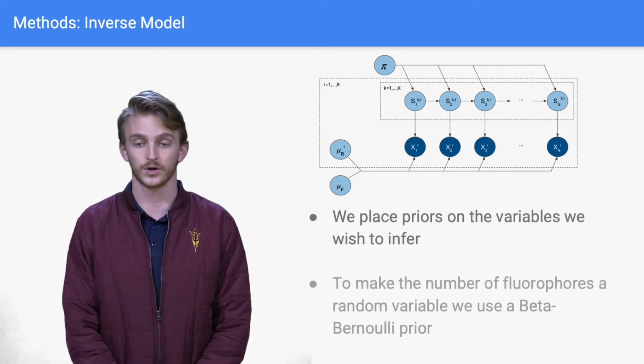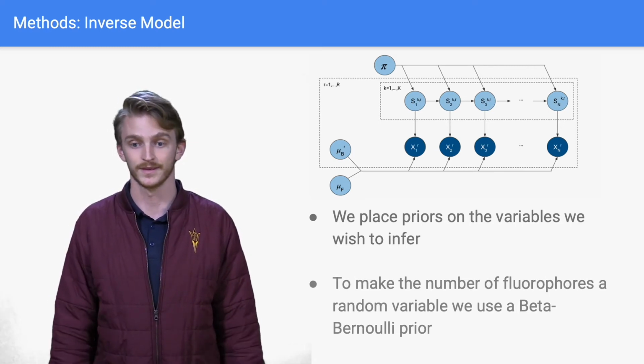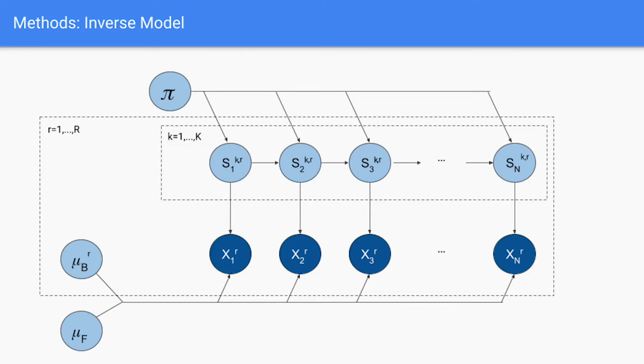So in order to sample the number of fluorophores, we rely on a trick by invoking what's called a beta-Bernoulli prior. The beta-Bernoulli prior allows us to sample the number of fluorophores as follows. So here we have the forward model that I have told you before. What we want to do to sample the number of fluorophores is we're going to start with a number of fluorophores that is much, much greater than the number of fluorophores that we expect to encounter. So K in this particular case is going to be much larger than the K we expect to encounter.